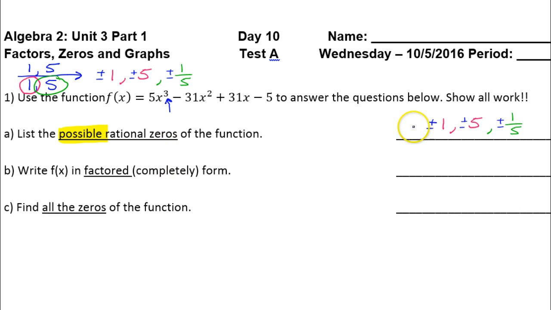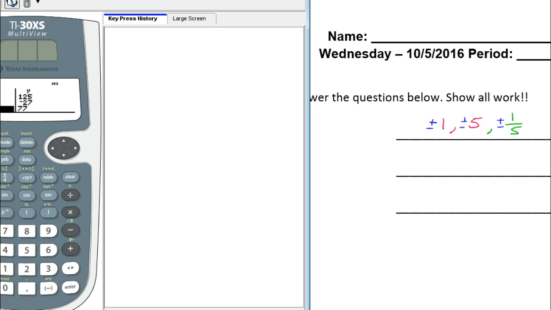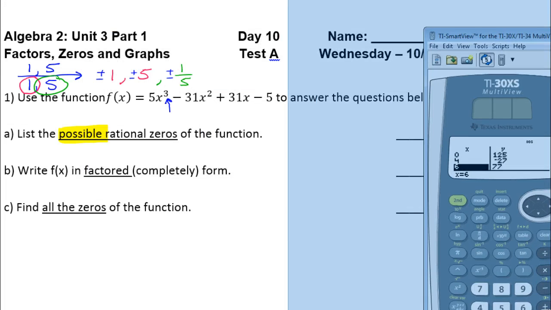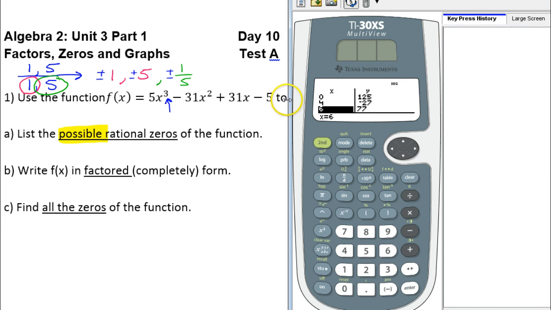Now if we had to guess, we could start trying these numbers in synthetic division until we found one that gave us no remainder. However, no one told us that we were not allowed to use a calculator, so I am not going to guess. I'm going to use the calculator.